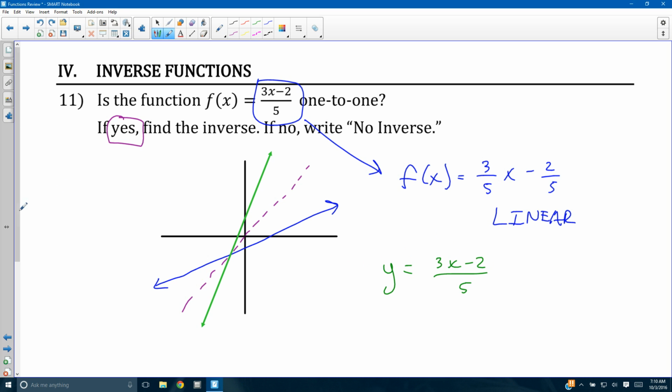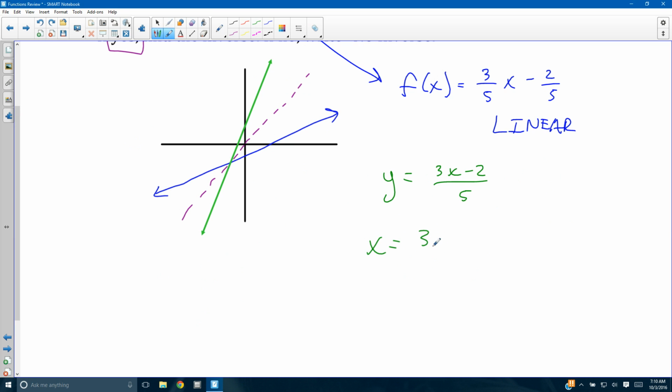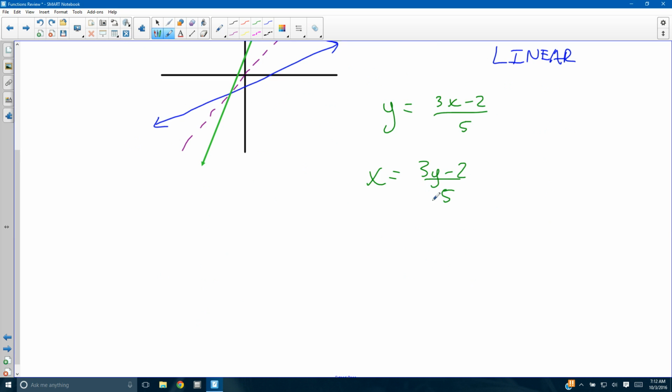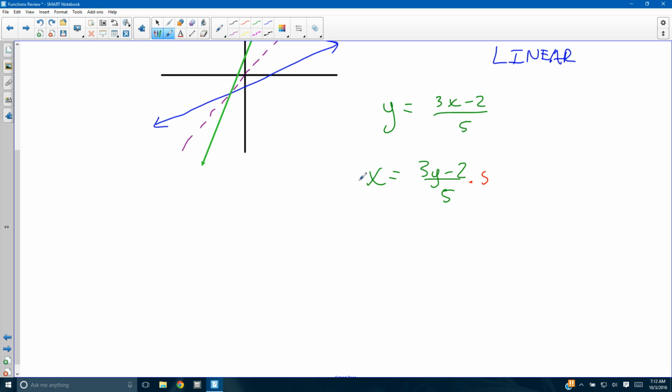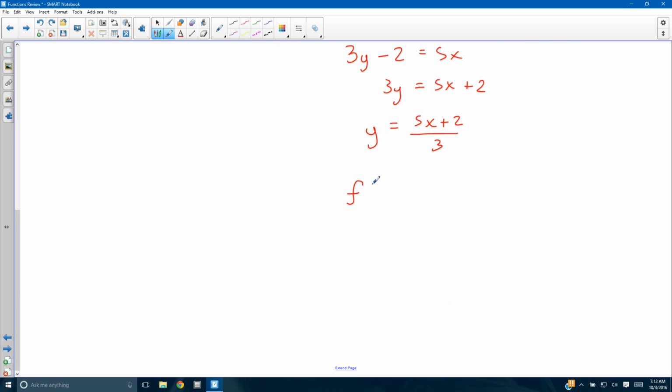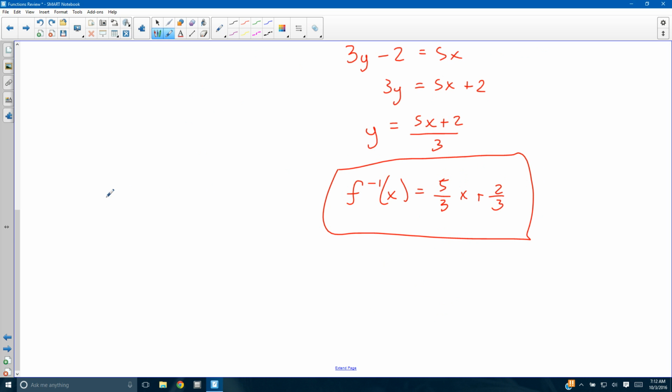Swap x and y here. We're going to get x equals 3y minus 2 all over 5. Solve for y. Multiply both sides by 5. We'll get 3y minus 2 equals 5x. Add 2 to both sides. 3y equals 5x plus 2. Divide both sides by 3. Y equals 5x plus 2 all over 3. Or I can also write it in slope-intercept form, which would say 5/3 x plus 2/3.